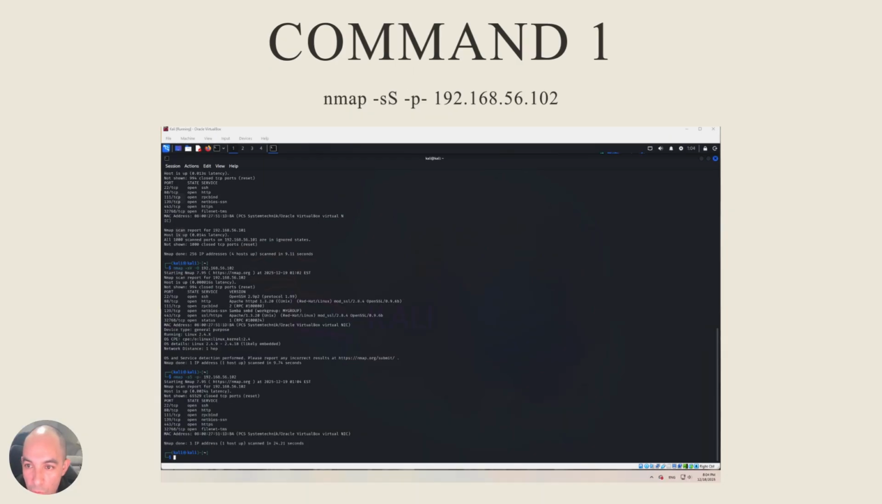Command number one is nmap -sS -p- and my IP. This scans all ports using SYN packets, confirming the open ports without completing the TCP handshake, reducing detection risk.